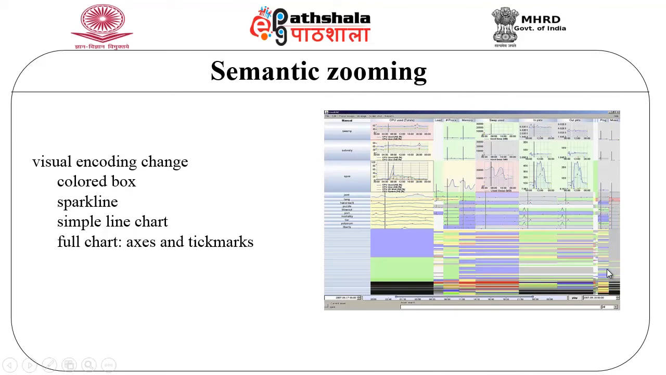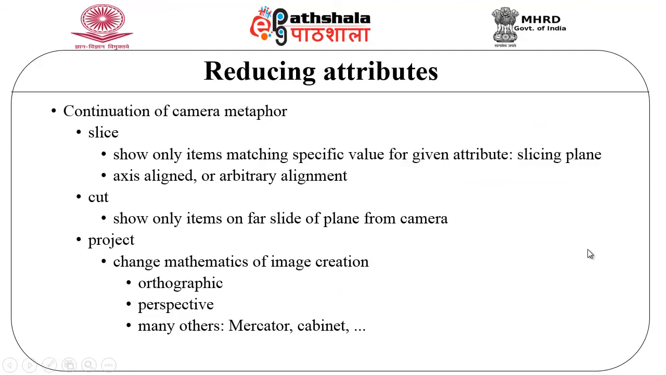This is an example of semantic zooming. The visual encoding changes: colored boxes become sparklines with a simple line chart. The full chart consists of axes and tick marks as such. So this is an example of the semantic zooming approach. In the case of focus plus context, we try to reduce the number of attributes as such. Reducing the number of attributes is in continuation to the camera metaphor.